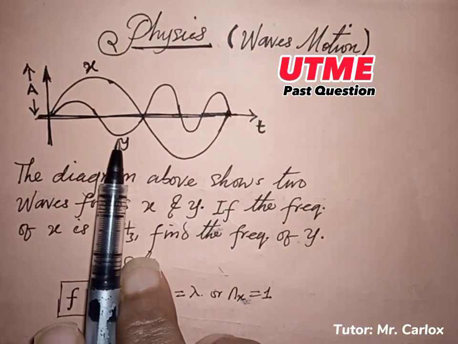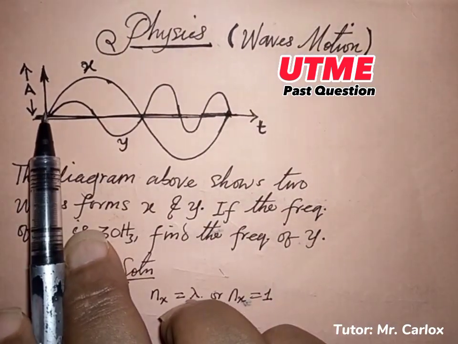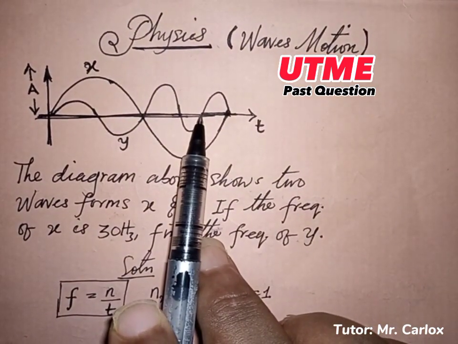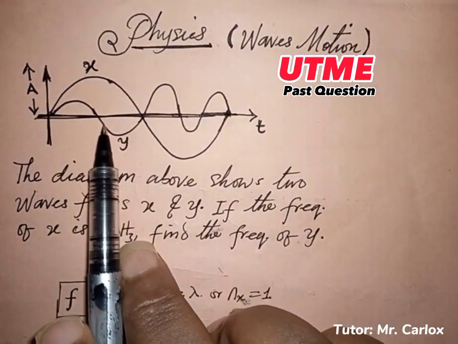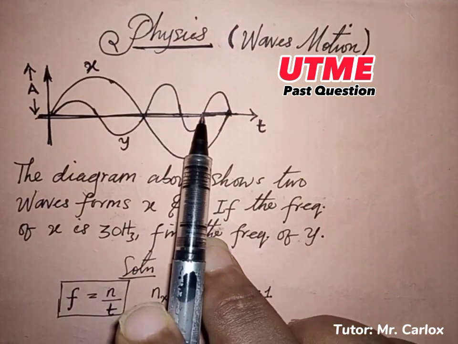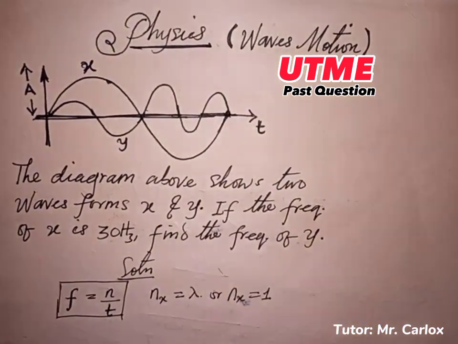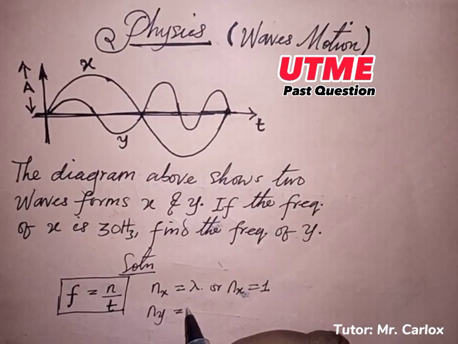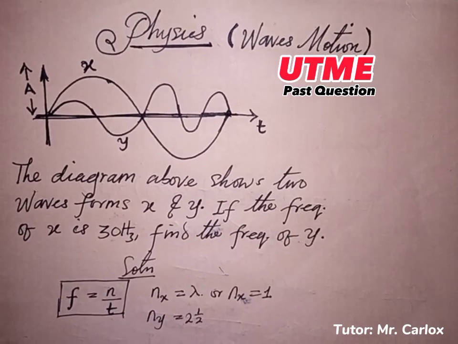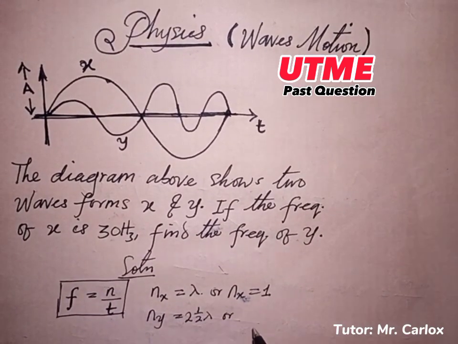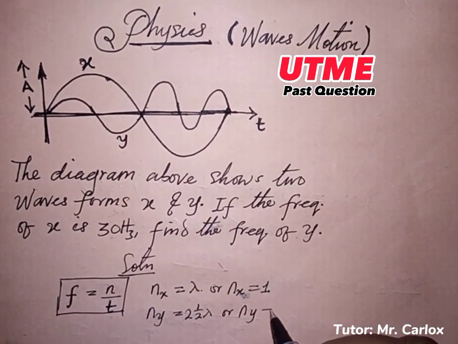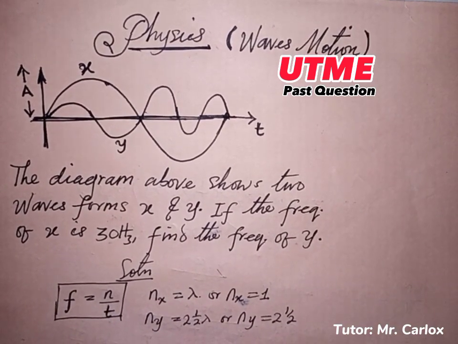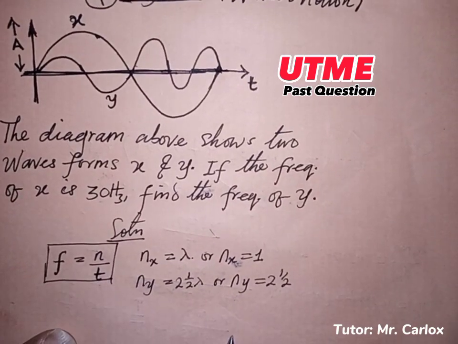For the other one, for y, the number of vibrations here is 1 wavelength, 2 wavelengths, and 2.5 wavelengths. So the number of vibrations for y is 2.5 wavelengths, or we can say just 2.5. So let's see how it goes. From here it is getting simpler.